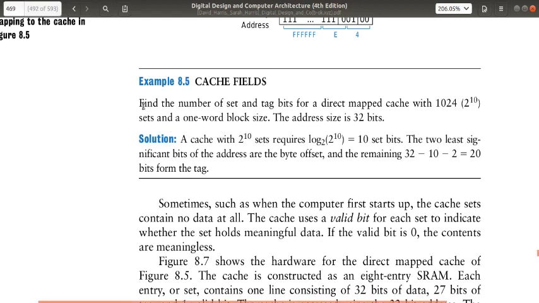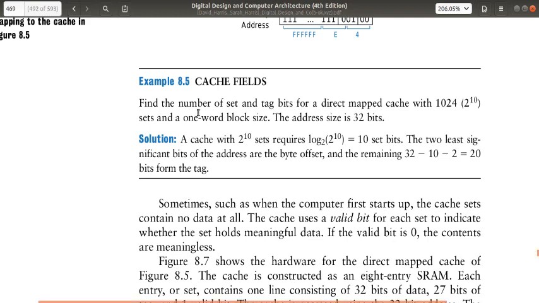Okay, let's see a question. Find the number of set and tag bits for a direct mapped cache with 1024, that is 2 power 10 sets, and a one word block size. The address size is 32 bits. So here we are considering a larger cache, and it has 1024, that is 2 to the power of 10 sets, and one word per block, and each block has only one word.